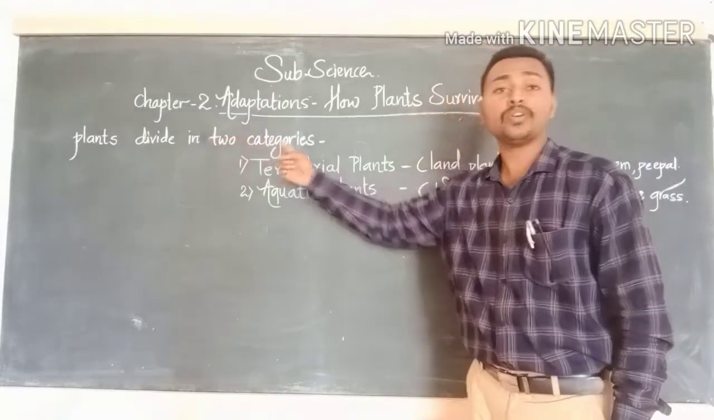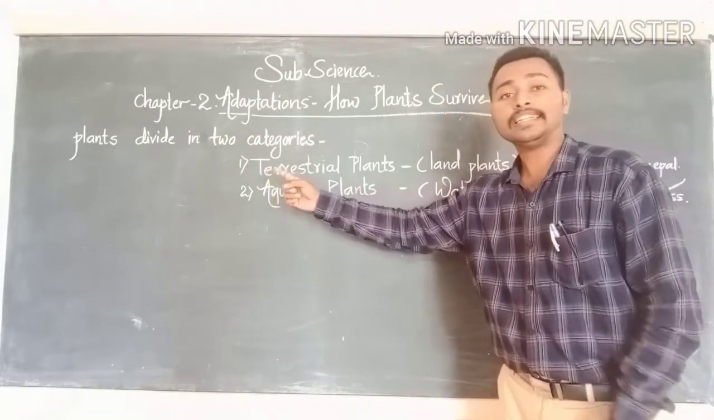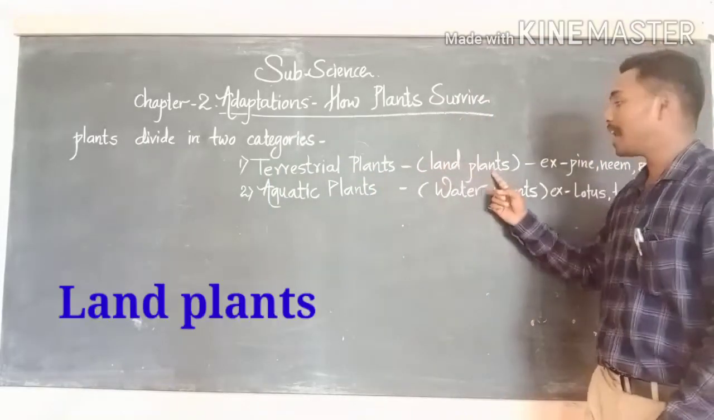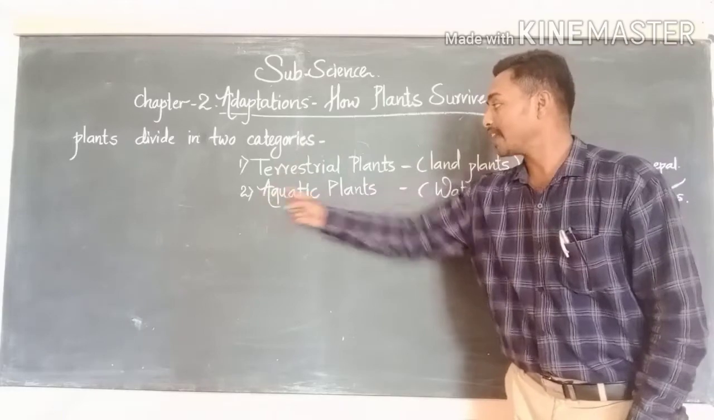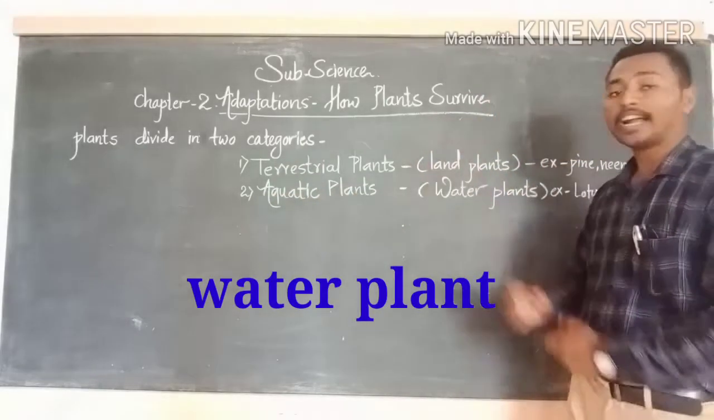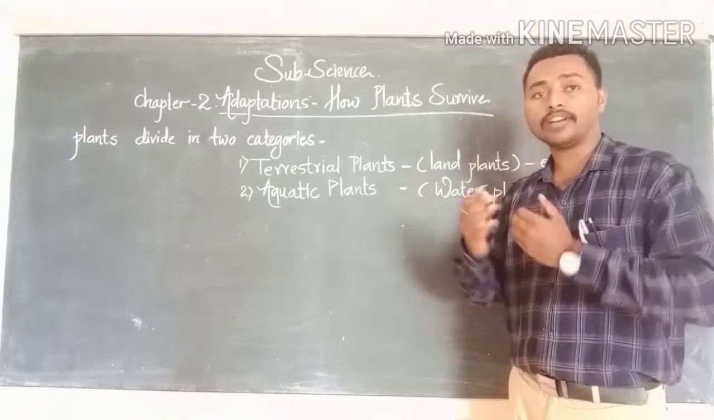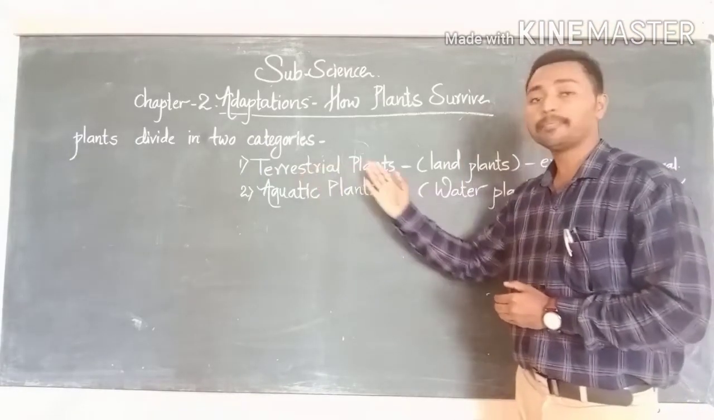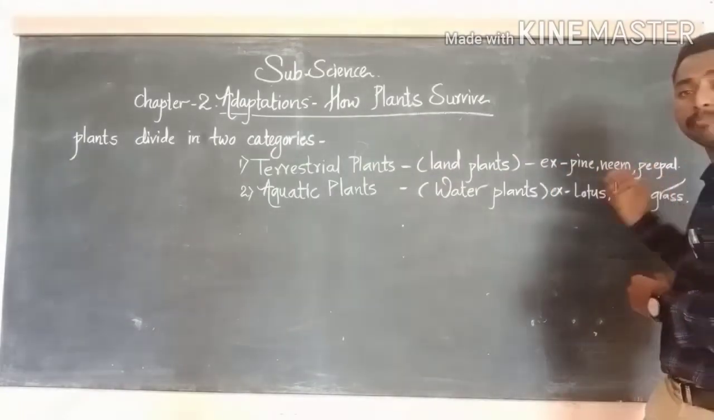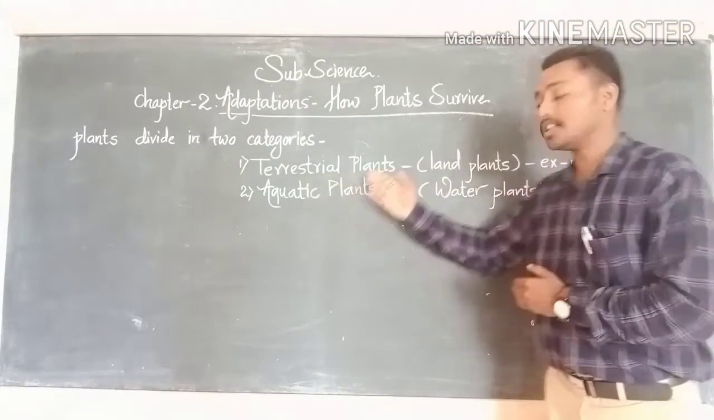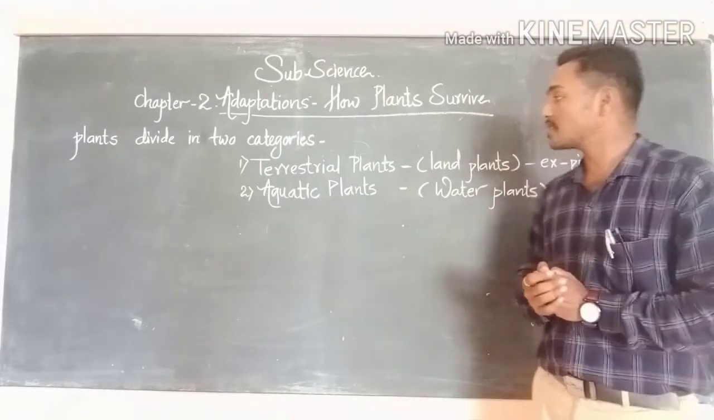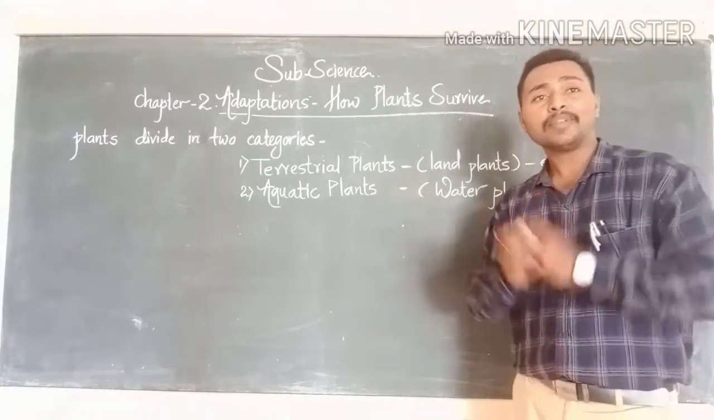Divide in two categories. Category number one, terrestrial plants. Terrestrial plants means land plants. Second, aquatic plants. Aqua means water. These are the different kinds of plants we have observed in our surroundings. Terrestrial plants, for example, pine, neem and peepal. Aquatic plants, for example, lotus and tape grass. These kinds of plants belong to aquatic plants.